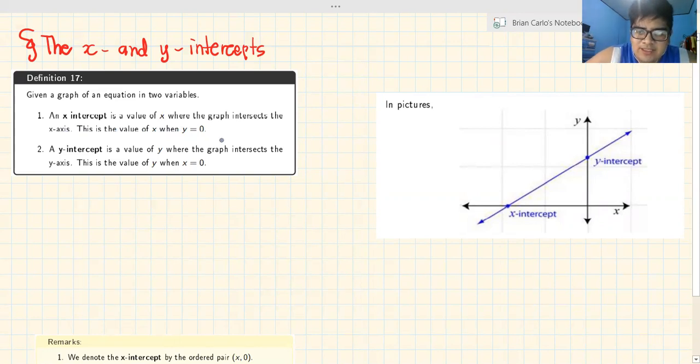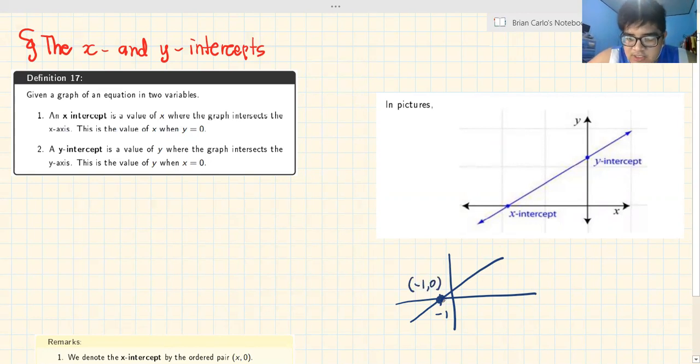Why is that? Kasi di ba halimbawa meron tayong graph, tapos halimbawa ito yung graph mo. Tumama ka dito. Di ba halimbawa ito ay -1? Di ba ito yung point na -1, 0? Tama? Ibig sabihin, nag-touch ka sa x-axis because you don't have a value of y. Di ba wala kang katapat na sa y-axis na ito, itong vertical line na to? So, ibig sabihin, makukuha mo yung x-intercept when y is equal to 0.